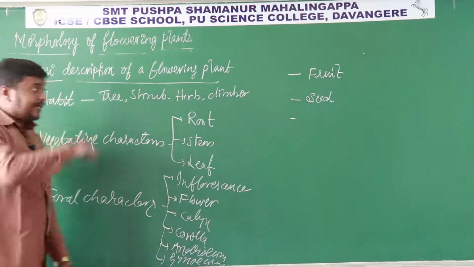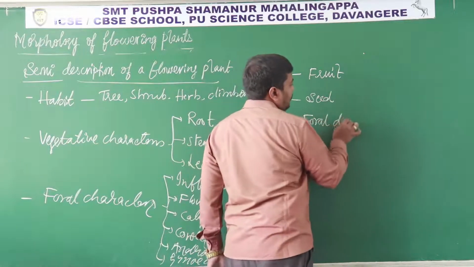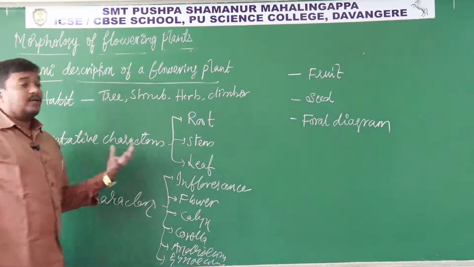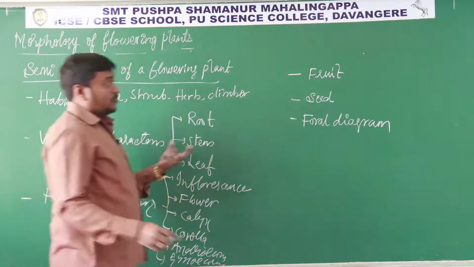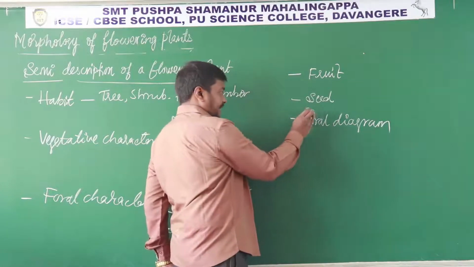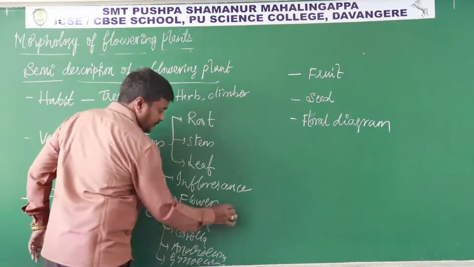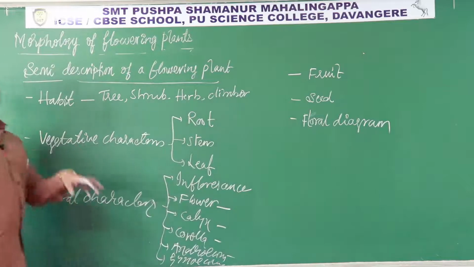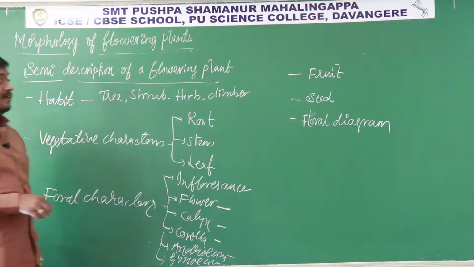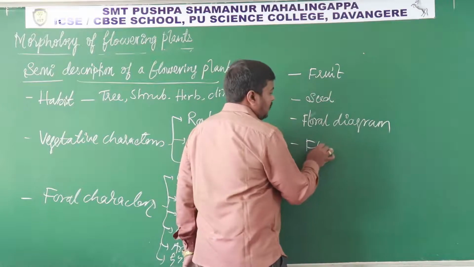After writing the seed character, you are going to draw a diagram called the floral diagram. After writing the floral characters, it does not mean that you are going to draw the structure of a flower. Instead of a flower diagram, you are going to represent the flower, calyx, corolla, androecium and gynoecium characters in a diagrammatic manner, not a complete flower. Then we are going to write the floral diagram. After that, you are going to write the floral formula.